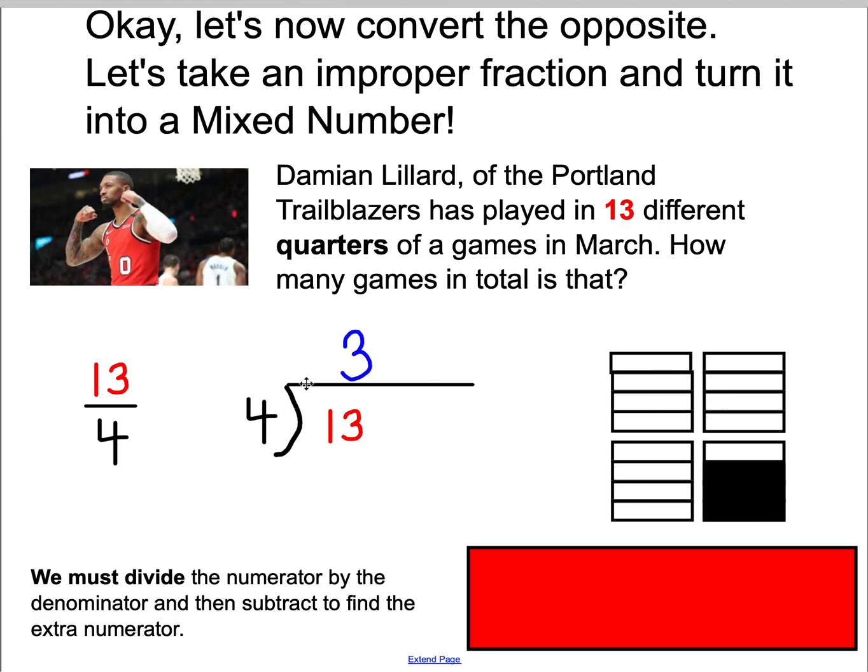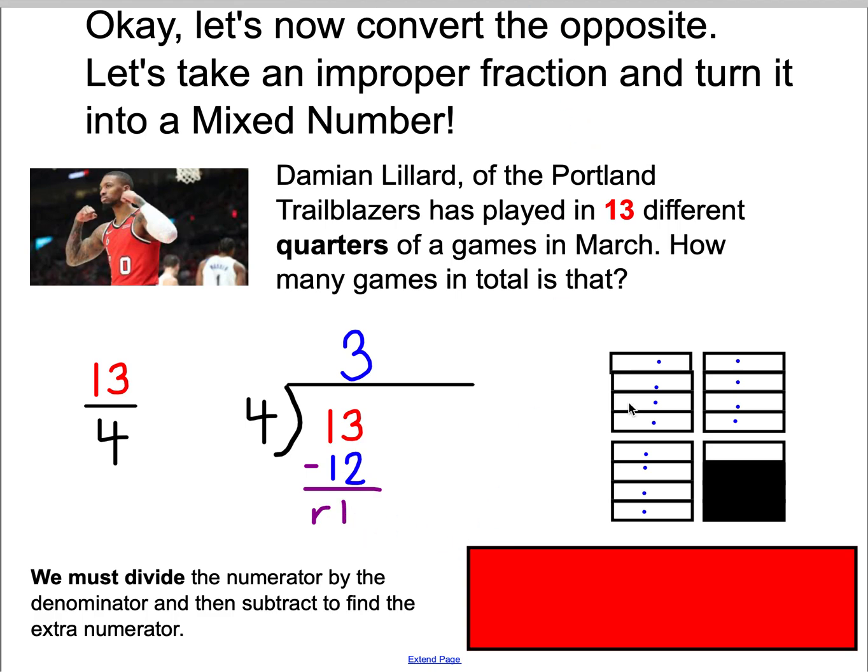Now, what is 3 times 4? Well, 3 times 4 is 12. He played in all of these. Those full 3 games are also worth 12 quarters. And you're right, if you remember, what we do next is we subtract to find the leftover. And when we subtract, what do we get? Yeah, there's 1 extra quarter.